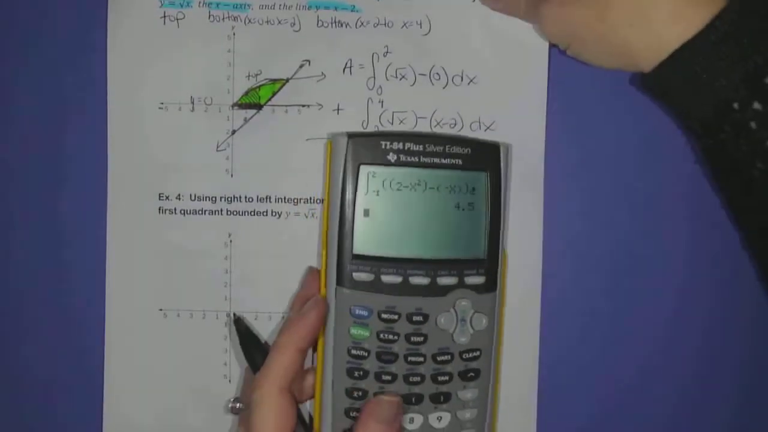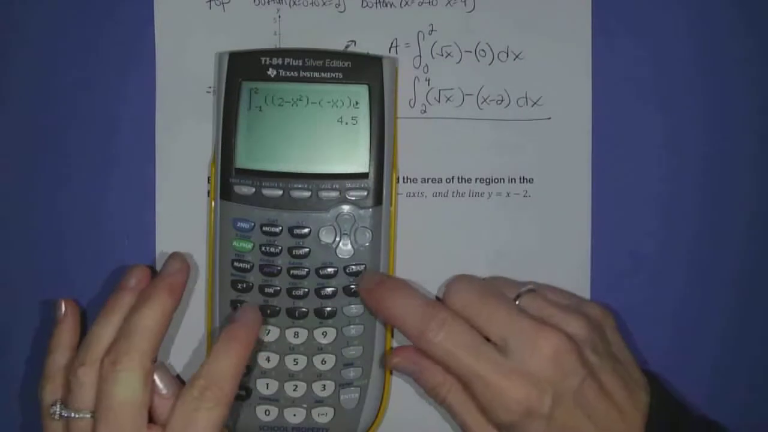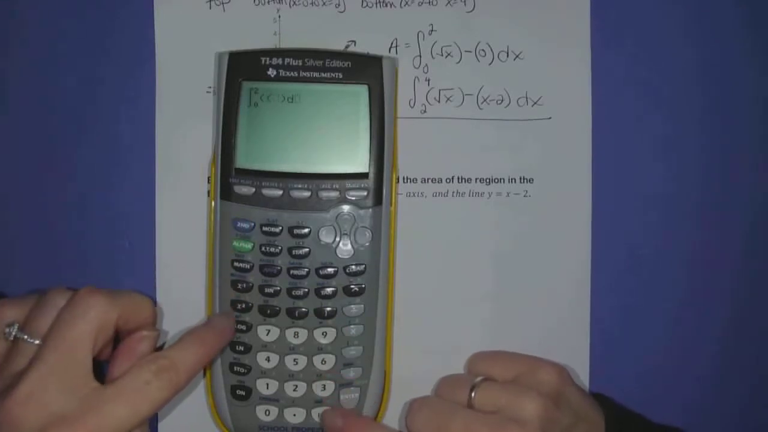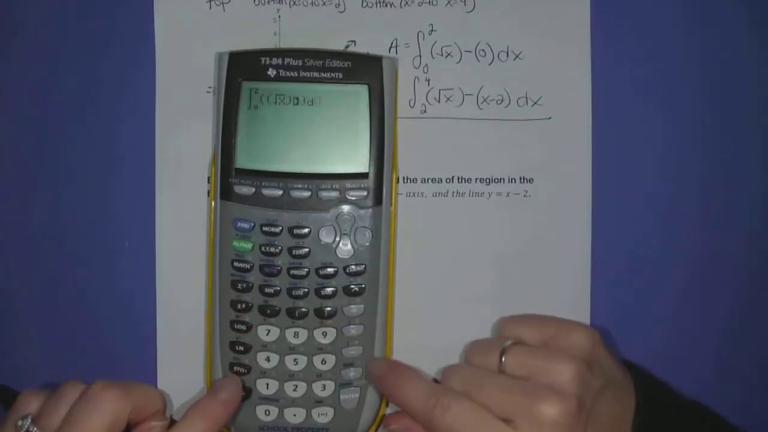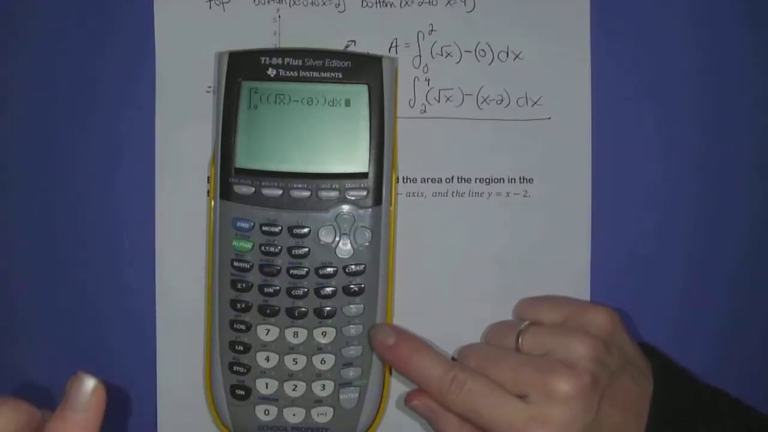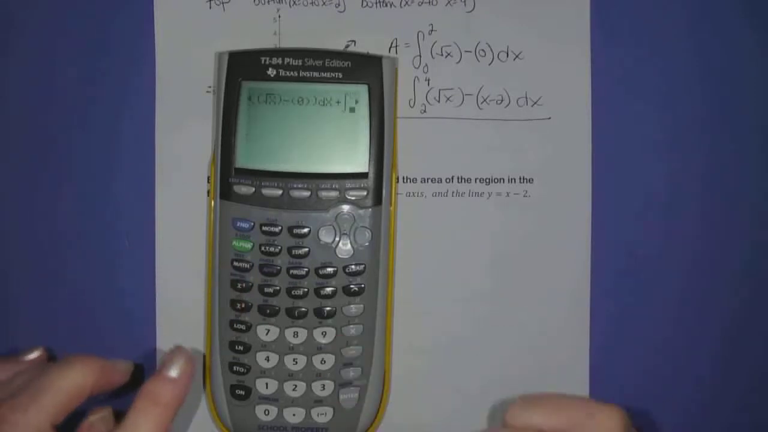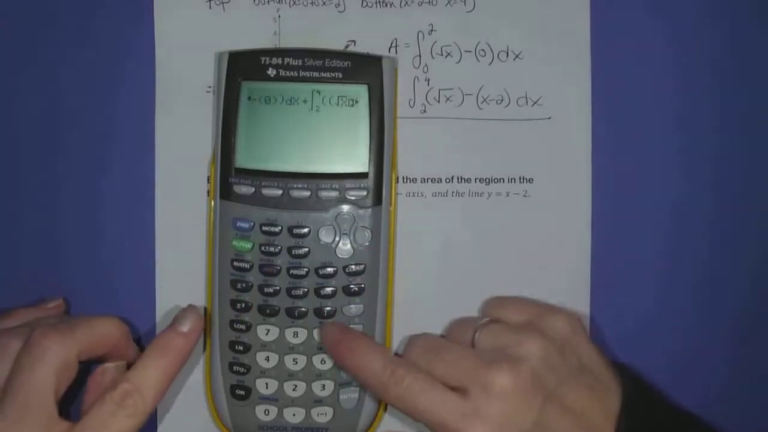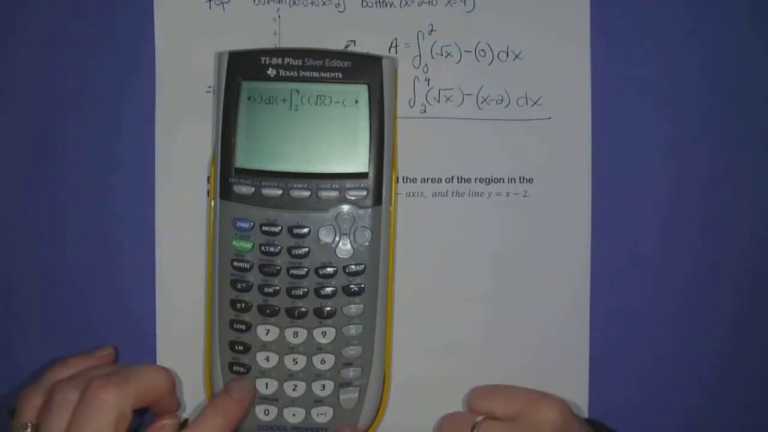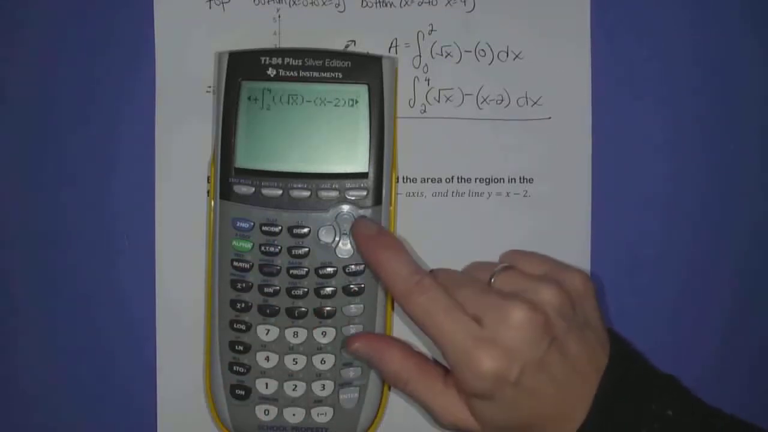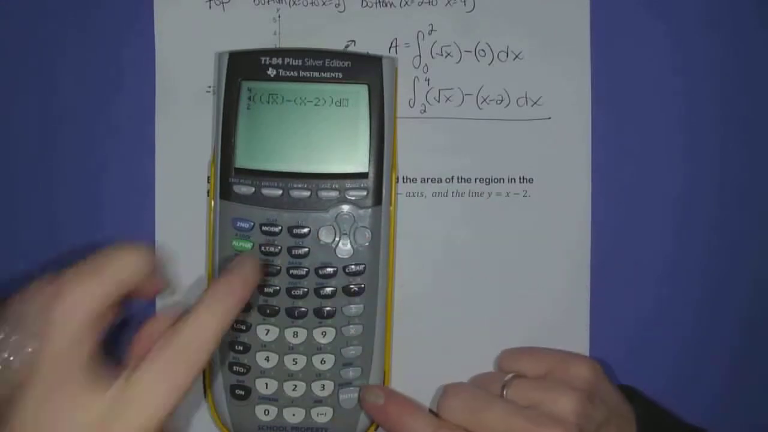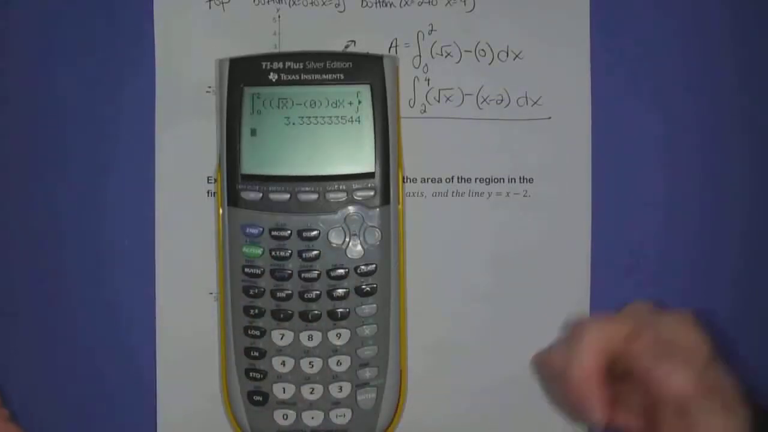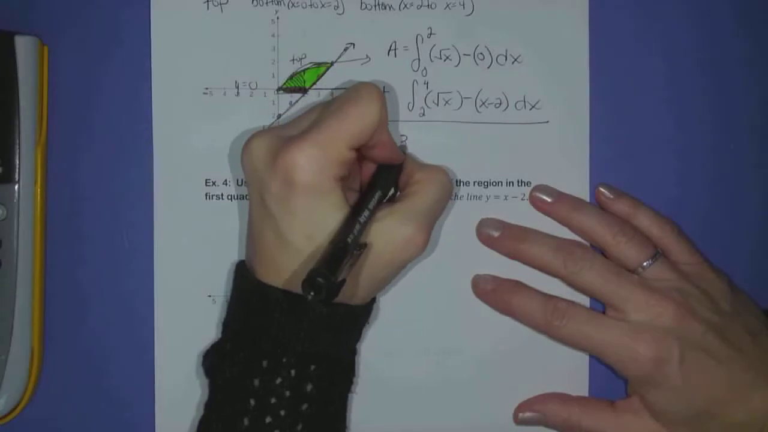So I'm going to go to the TI. Math 9, 0 to 2, the square root of x minus 0 dx. And I can do this right away, plus, and then do Math 9 again, 2 to 4, square root of x minus quantity x minus 2. Really important to have those parentheses there so that the minus distributes, and dx. Press enter. And it looks like we've got 3.333 if I go to thousandths. So I'm going to put 3.333.